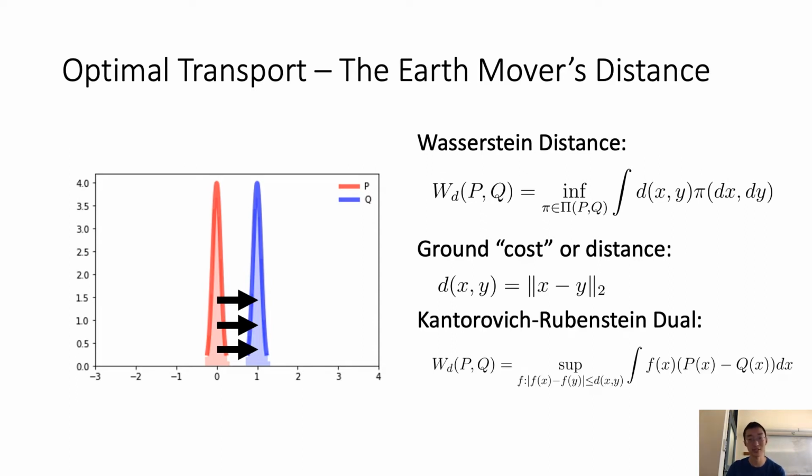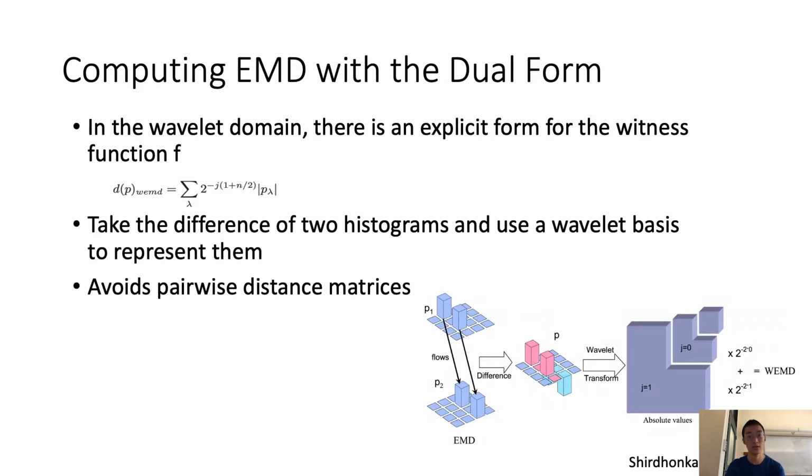Today, we will consider computation using the Kantorovich-Rubinstein dual form, which integrates a Lipschitz continuous function against the difference of the probability distributions and is equivalent to the primal form under some mild assumptions. There are many ways to optimize over this constrained witness function.